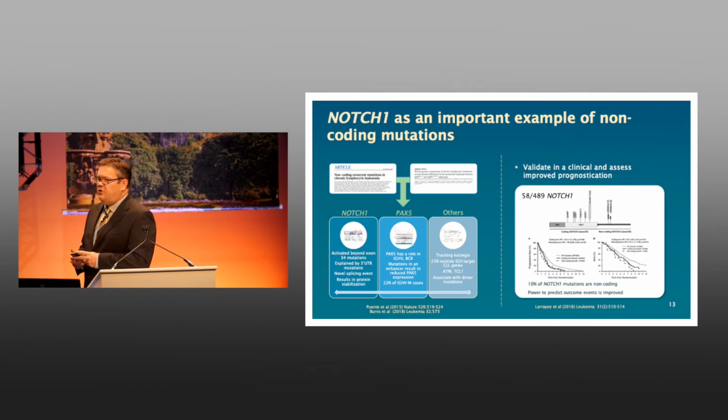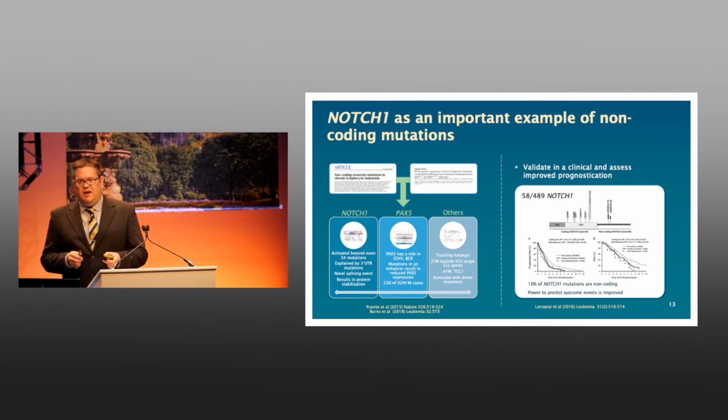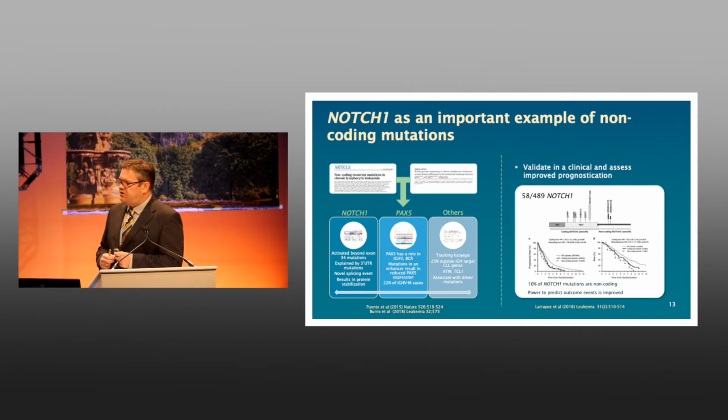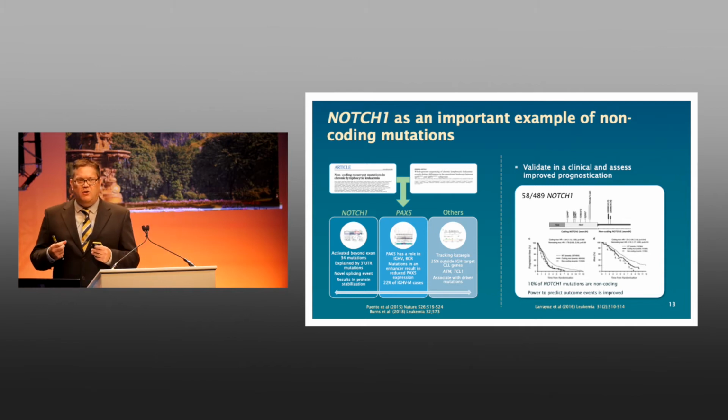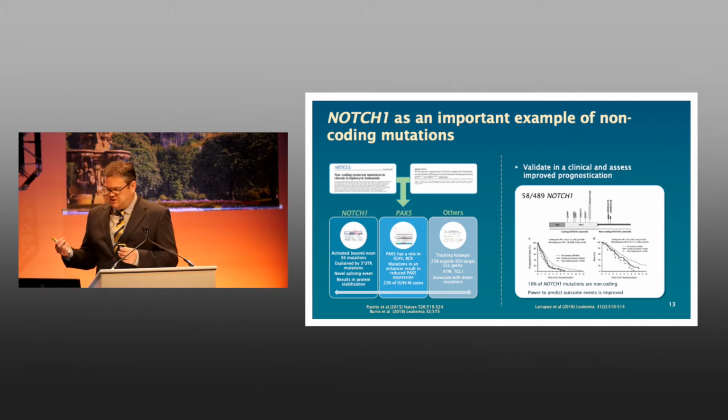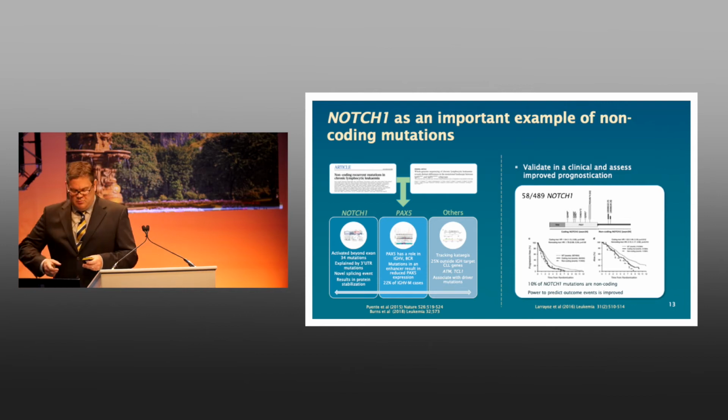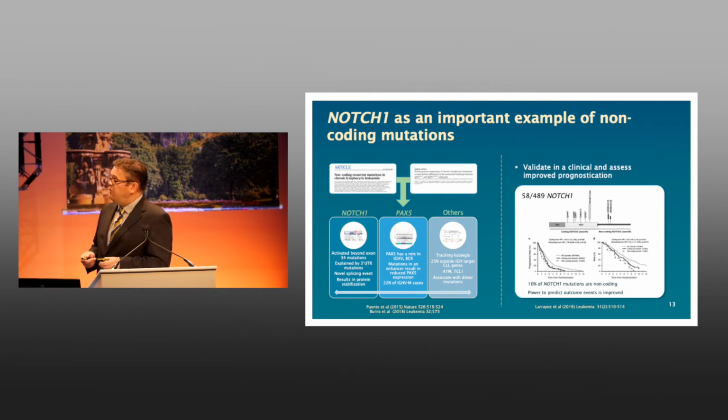What we then went on to do is to try and determine the increased prognostic power of NOTCH1 when you introduce the 3' UTR mutations. And what you can see is that when you look at the predictive power of NOTCH1 to predict survival events, it's significantly improved when you introduce non-coding mutations.